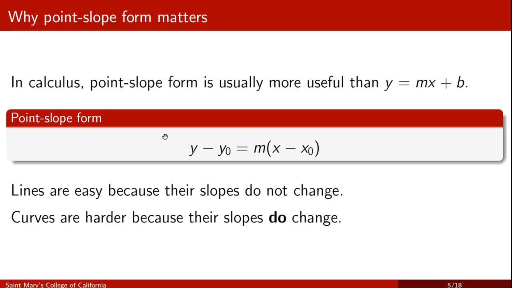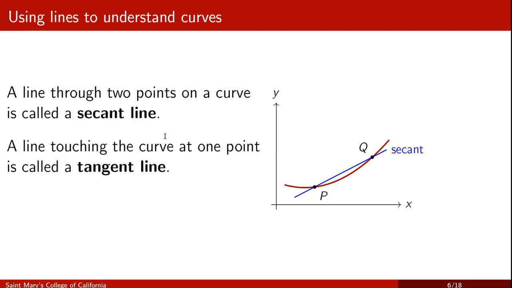But lines are easy. Straight lines are easy because their slopes do not change. Curves are more difficult because their slopes do change. Okay, and that's what we're going to get at now.